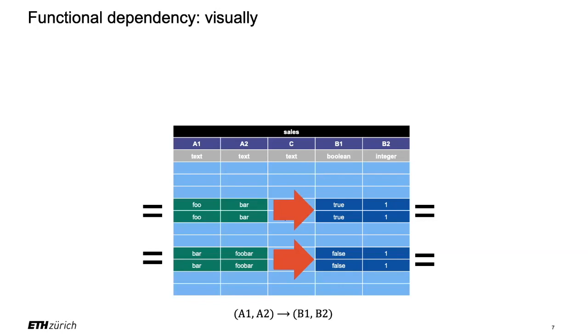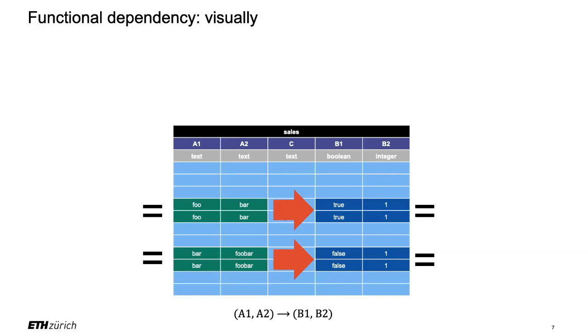For example, if you know that A1 is foo and A2 is bar, then you know that B1 is true and B2 is 1. Or if you know that A1 is bar and A2 is foo bar, then you know that B1 is false and B2 is 1.